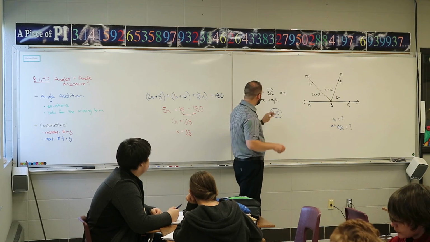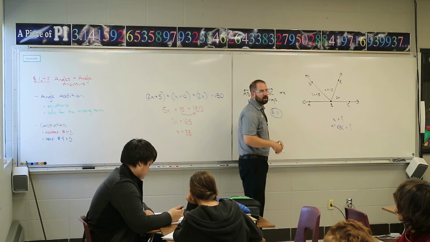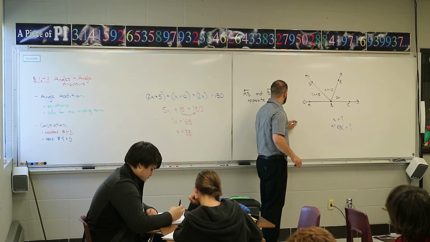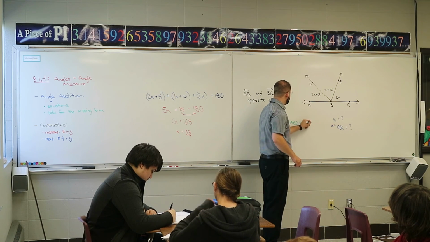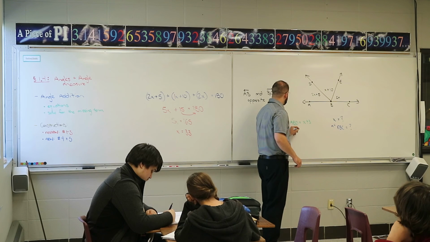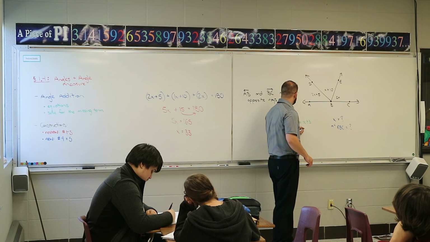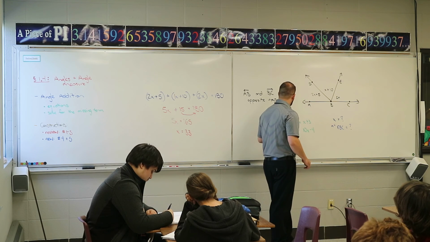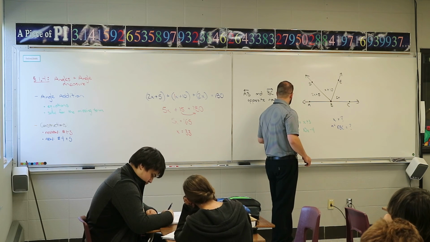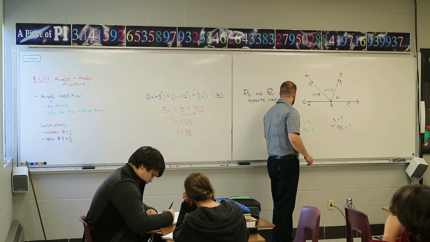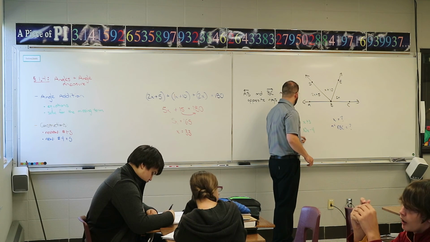So maybe this is problem number 11 in the book. This is what they give you. Angle ABD is x plus 3. ABE is 10x minus 4. And angle EBC is 9.